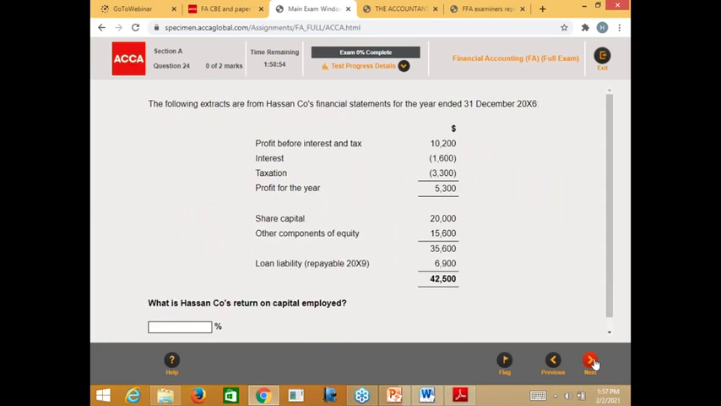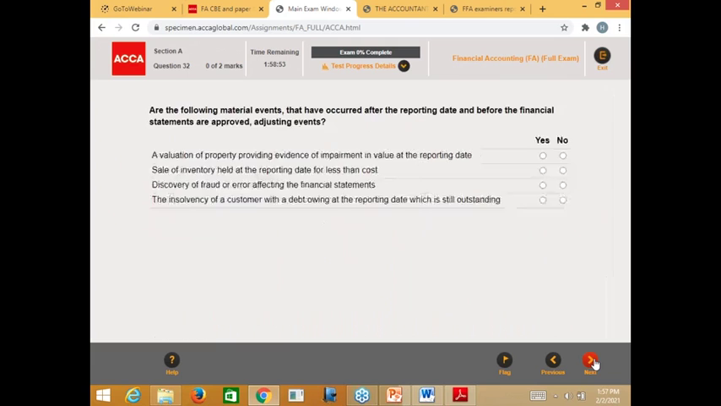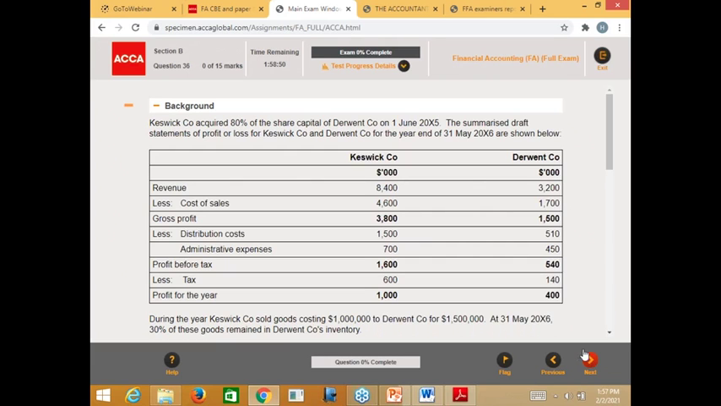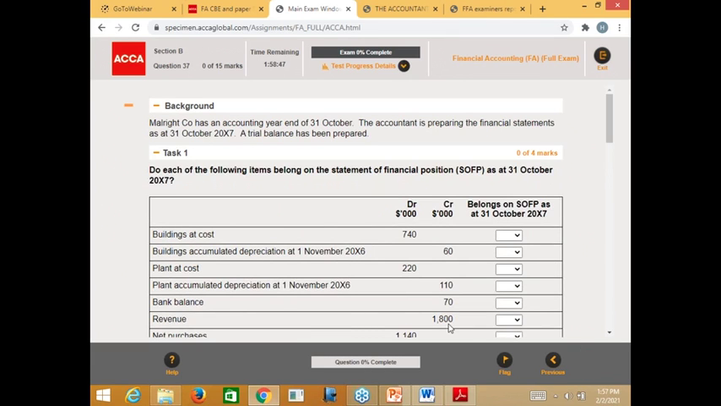Now we are moving towards section B. After 35 questions, question 36 will be section B. Now here you can see the MTQ for the company accounts.